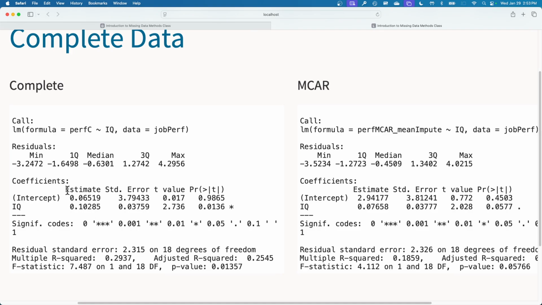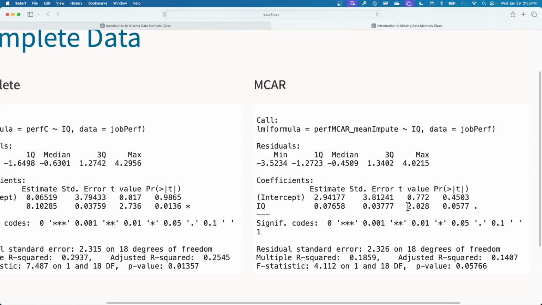In the complete data, again, I'm not getting a lot of good estimates with this here, but yeah, point estimate of intercept and IQ. My point estimate of my intercept has changed considerably. My IQ slope has shrunken. What I was really trying to show is the standard error was lower.